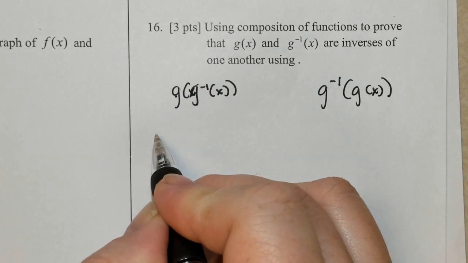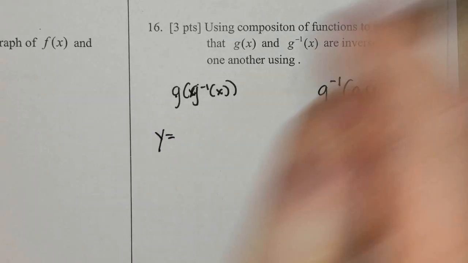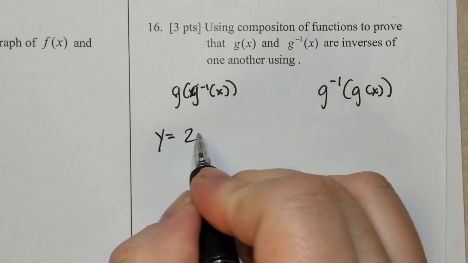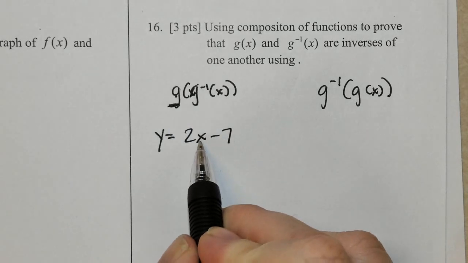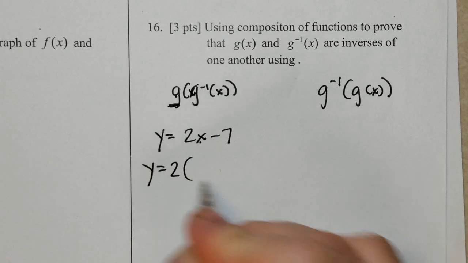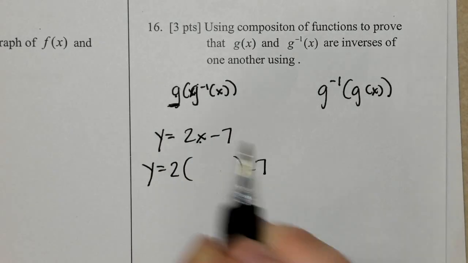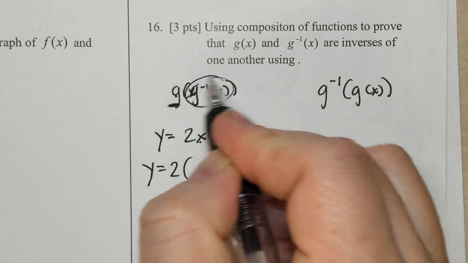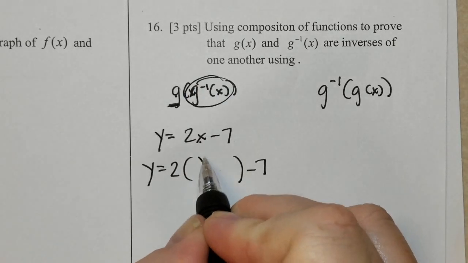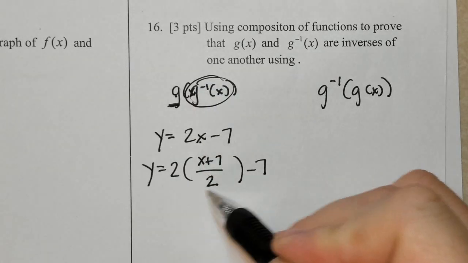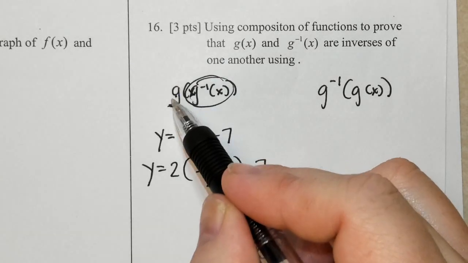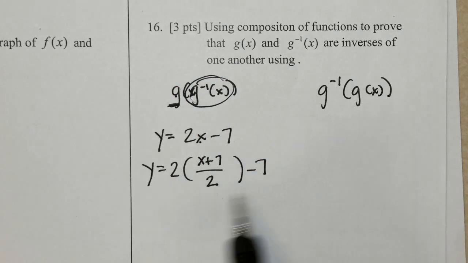It is y equals 2x minus 7. That's what g is. And wherever I see an x, I'm going to take out that x and leave a really large parenthesis. Inside the parentheses will be the inverse. In this case, it's x plus 7 over 2. The inverse is on the inside, and it's plugged into the outside, which is g of x.